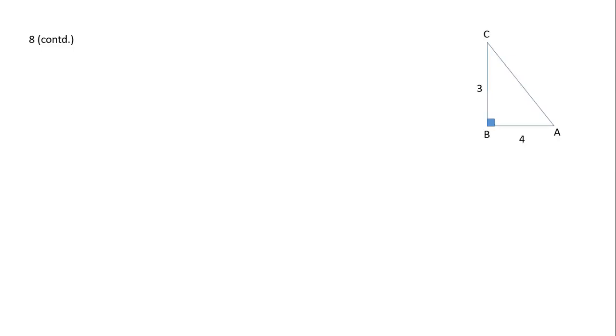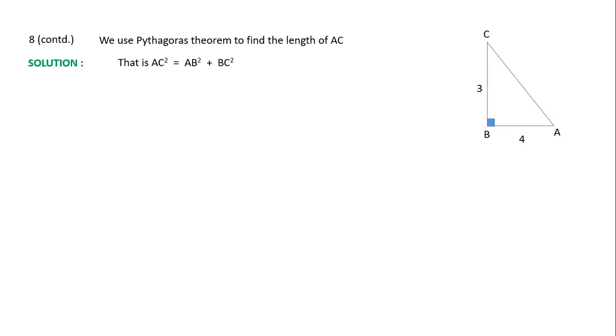Continued with this solution. We use Pythagoras theorem to find the length of AC now because we need sine and cos. So again we go AC square is equal to AB square plus BC square. That is 4 square plus 3 square. That is 16 plus 9. AC square is 25. So AC is equal to square root of 25, which is just equal to 5.